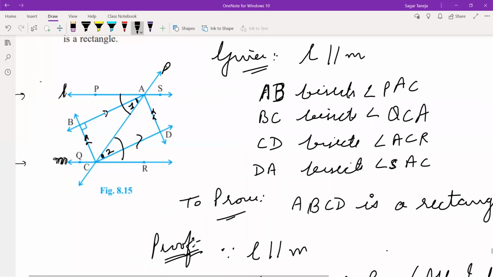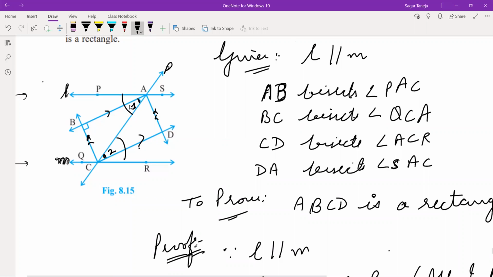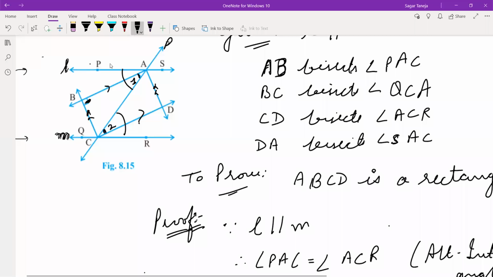Now see this. This 90 degree is made. This is not 90 degree actually. This is misprinting. Okay, just do not consider this. Now again writing angle PAC and QCA.